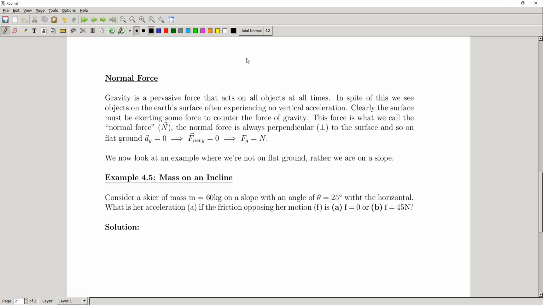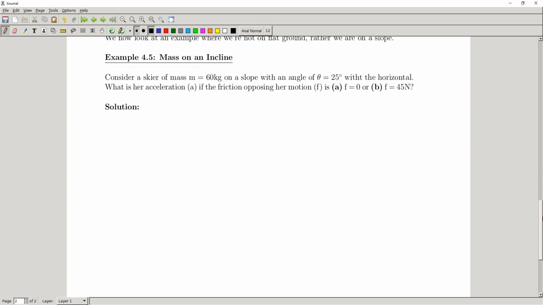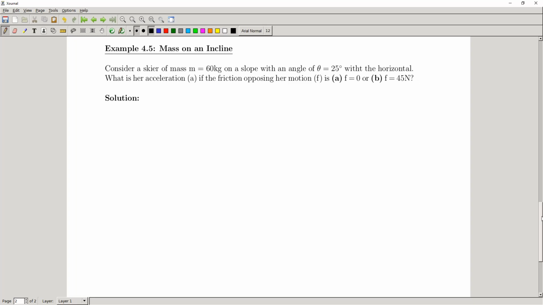We call this force the normal force, and the normal force is always perpendicular to the surface that's providing that normal force, okay? And so on flat ground, we see no acceleration in the y direction here, right? Our a_y is equal to 0, so there must be no net force in that direction, and that's because the normal force perfectly counterbalances the force of gravity, right? So that's what happens on flat ground. But what would happen if we were on an incline, right? And that's what we're going to look at now. We're going to look at an example where we have a mass on an incline, and we're going to take a look at what happens there, okay?